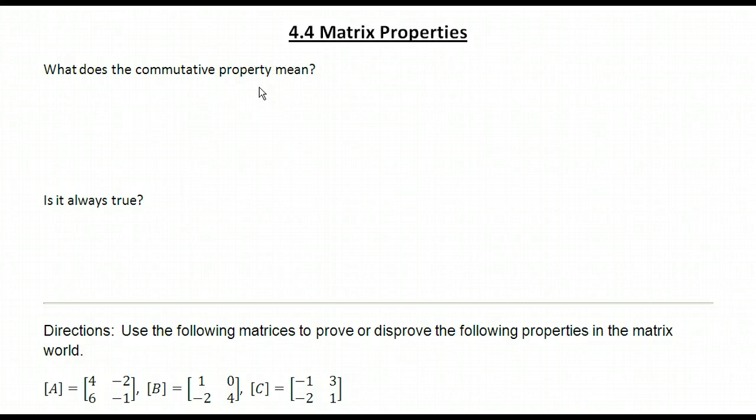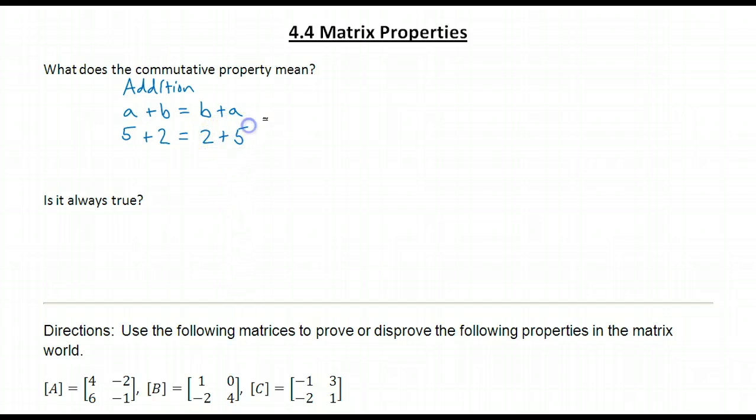What does the commutative property mean? If you remember, the commutative property of addition says this. If I take a number and I add another number, that's the same as taking that second number and adding that first number. If I were to look at an example, 5 plus 2 is going to equal 2 plus 5. To do that, I'm going to do the math on the left side. 5 plus 2 is 7, and 2 plus 5 is also 7. So the commutative property of addition works.